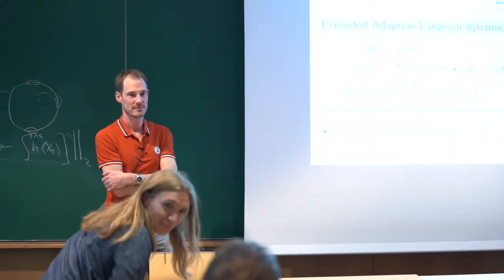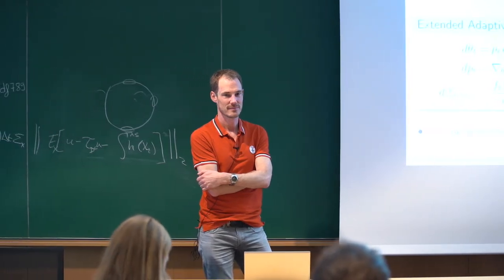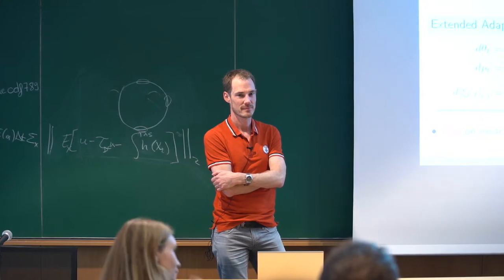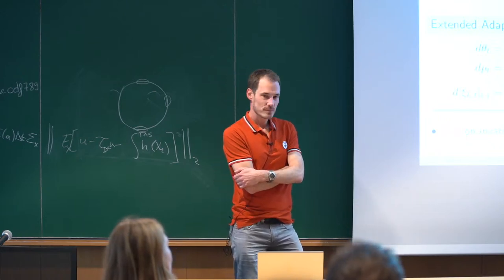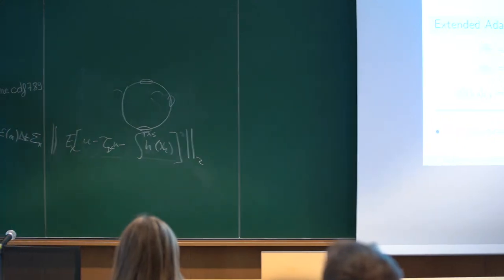Yeah, this is just a naive question for me to understand how you apply this. So what would be now the ultimate application of this type of extended adaptive Langevin dynamics? So why would you like to apply it? One current application we're considering is this Bayesian neural network.